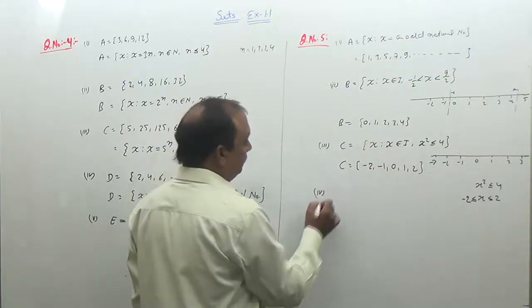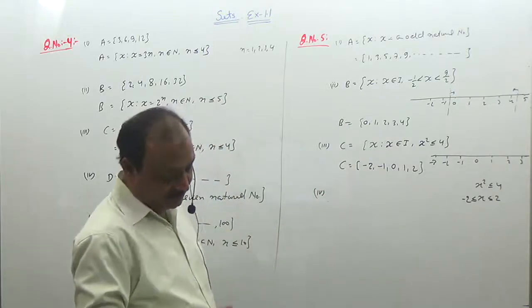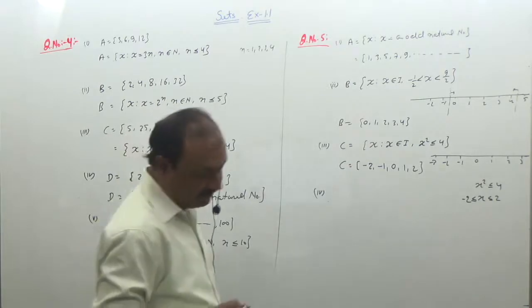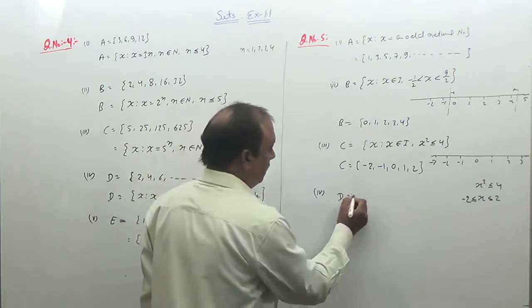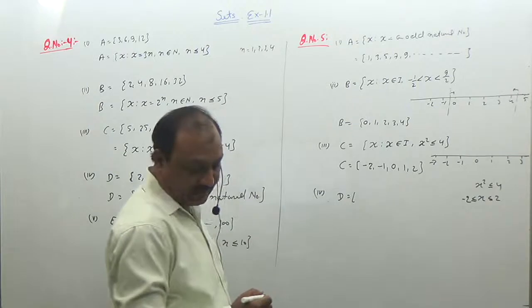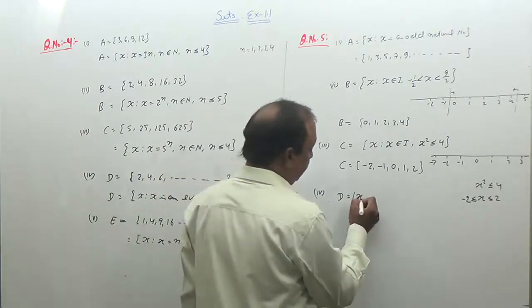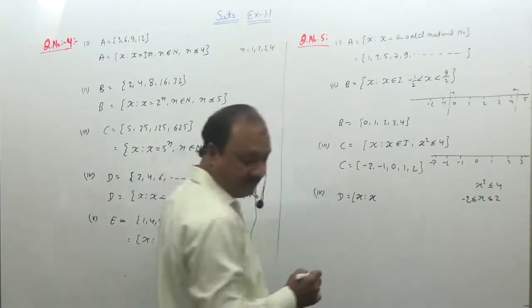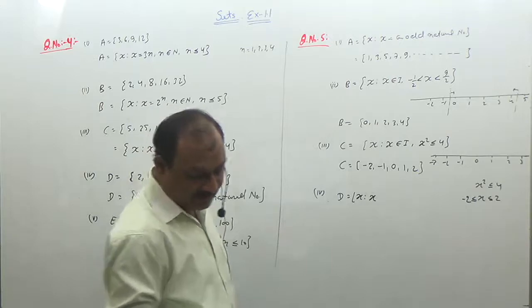Fourth case is D. D is the set of elements x such that x is a letter of the word loyal.